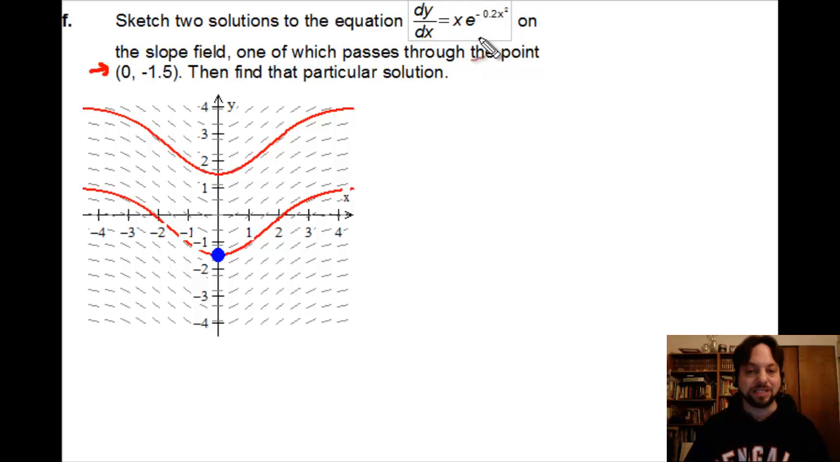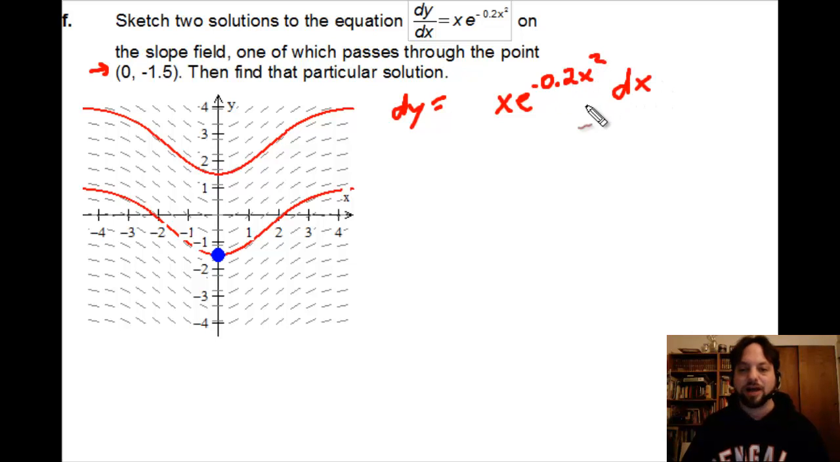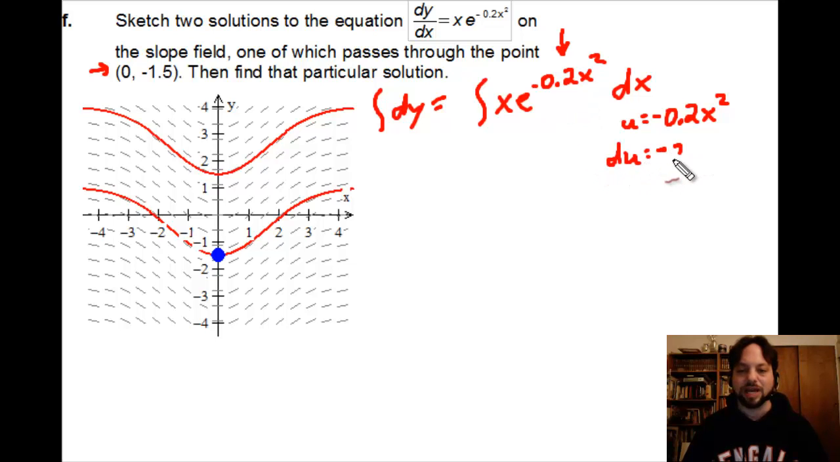What I'm going to do is take my differential equation and split it up a little bit so that it says dy equals x e to the negative 0.2x squared dx. I've just split up my dy and dx. That way, I can go ahead and integrate both parts of it, and hopefully that'll put me on the right track. So, of course, to integrate this, I'm going to have to do a little u du substitution. Let's see what that looks like. Of course, I'm going to let u be negative 0.2x squared, so that can be the exponent on my e there. And therefore, du is going to have to be negative 0.4x dx.